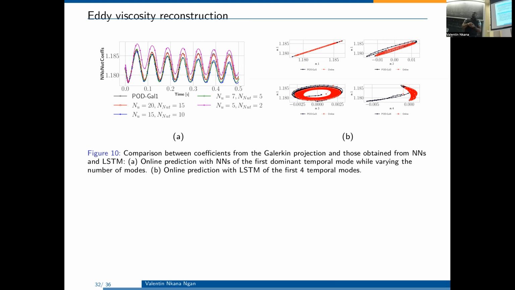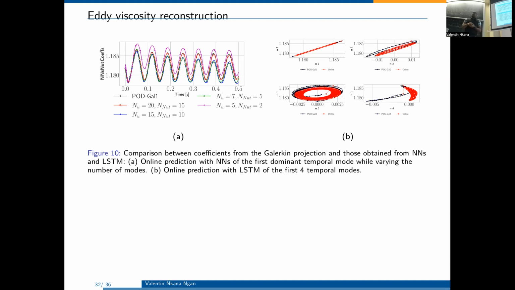Picture A is POD-NN, and picture B is POD with LSTM. In POD-NN, I just chose to compare the first dominant mode, as you saw that one mode was enough to reconstruct everything. So I just compare the first dominant mode when I vary, for example, the number of modes of the velocity and the pressure.